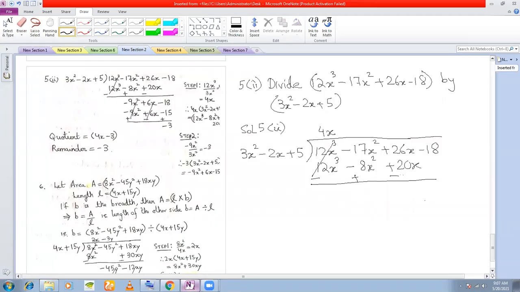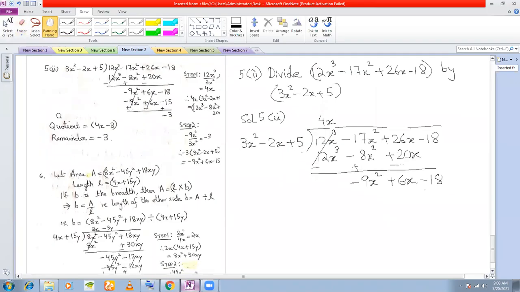This cancels. 17 minus 8 is 9, minus 9 in fact. Minus 17 plus 8. And 26 minus 20 is how much? Plus 6x. But you have only 2 terms here. And in the divisor, how many terms do I have? 3 terms. So what I'll do is I'll bring down 1 term. Okay. Now I've got 3 terms in both.